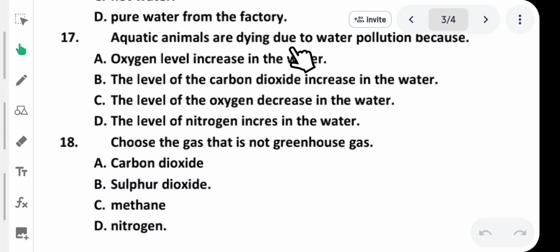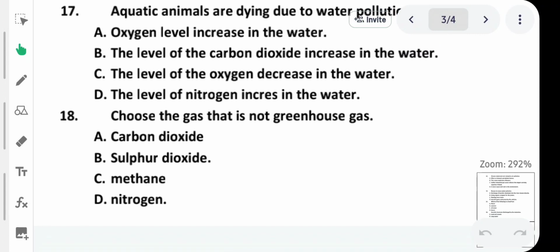Aquatic animals are dying due to water pollution because in the water, the level of oxygen increases, the level of carbon dioxide increases, the level of oxygen decreases, the level of nitrogen increases. Here the answer is the level of oxygen decreases in the water because of pollutants. So they are dying. Hence the answer is option C.